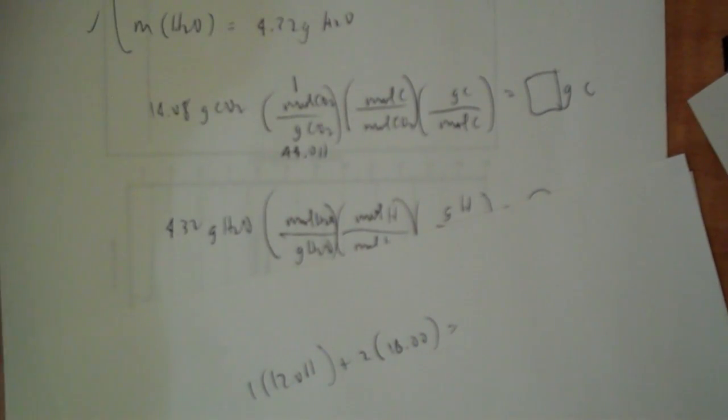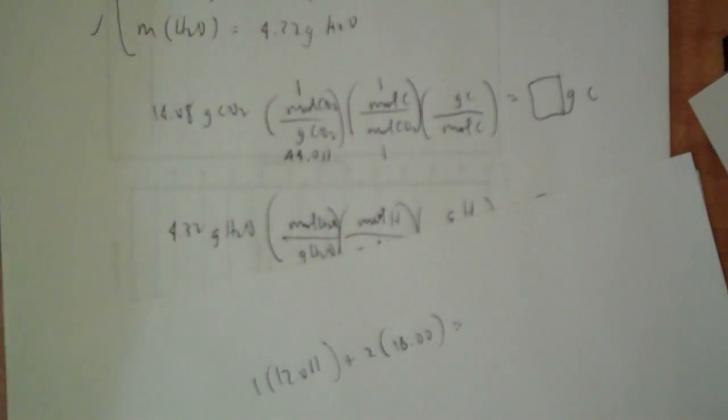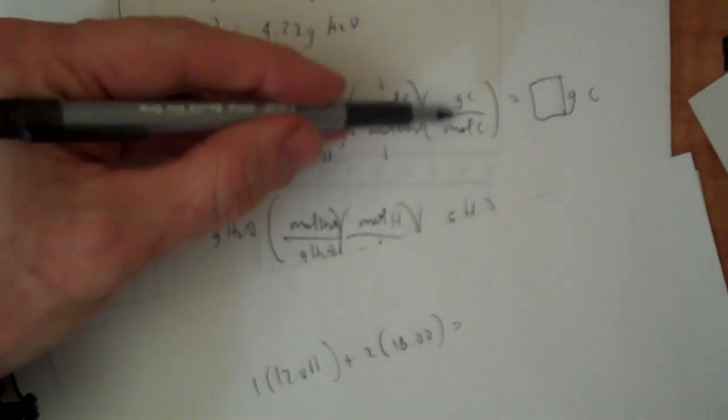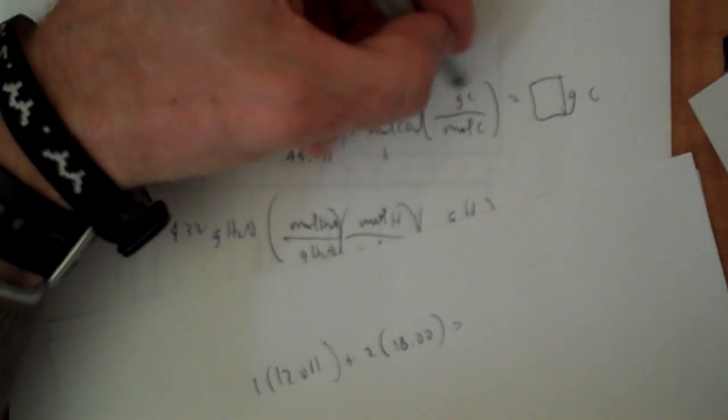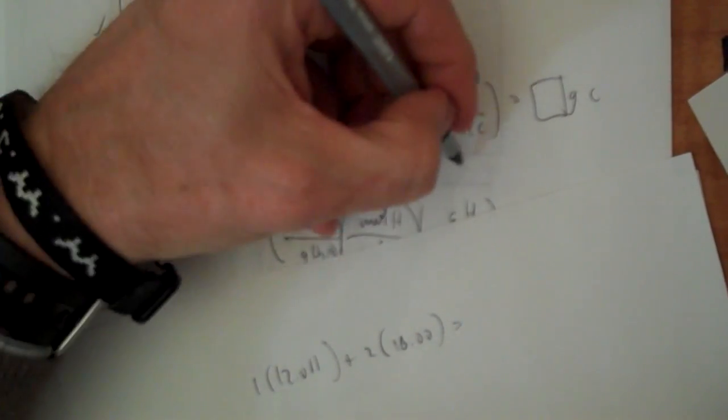Hopefully you put these numbers in. If you didn't put these numbers in, pause the video here and go in front of me. Well, it's a 1-to-1, right? For every mole of carbon dioxide, there's only 1 mole of carbon. What about grams of carbon for mole of carbon? And it's 12.011 grams for every 1 mole.